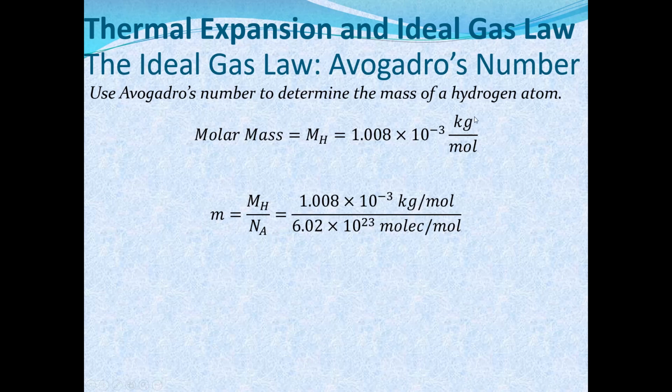A lot of times, if you're doing some sort of conversion, I always recommend that you try to use unit analysis to figure it out. So for example, if I take kilograms per mole and divide by molecules per mole, the moles will cancel out and I'll get kilograms per molecule. And I get that.